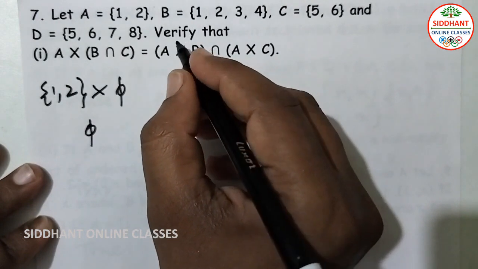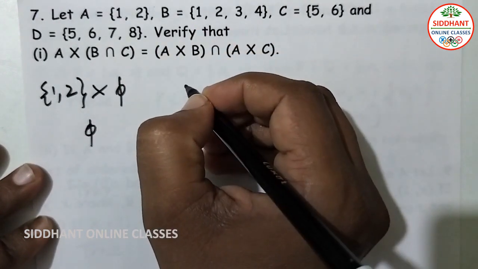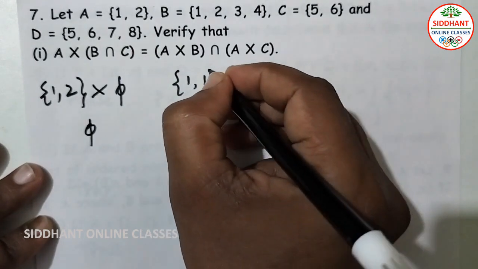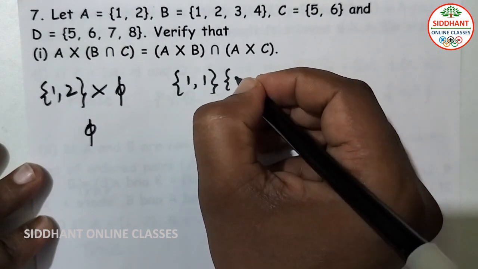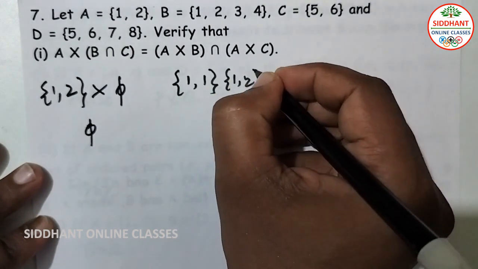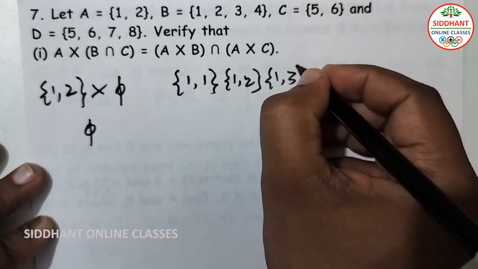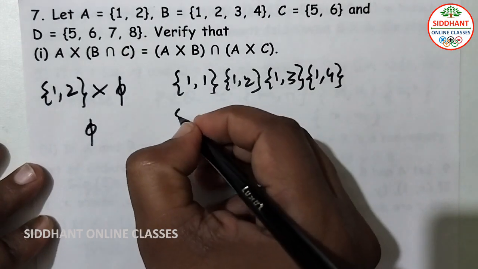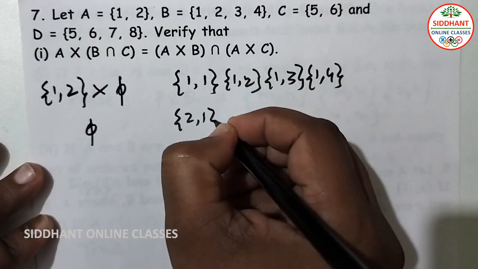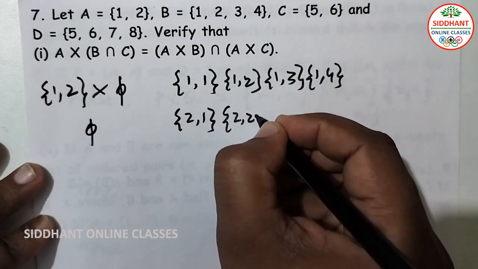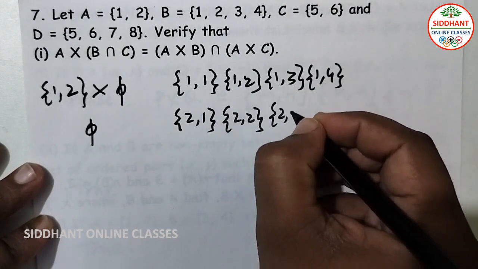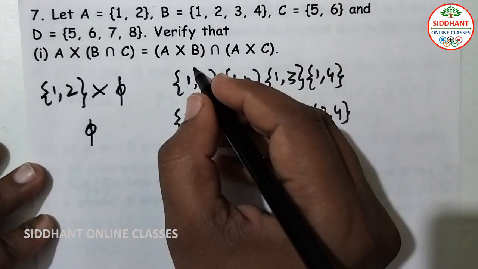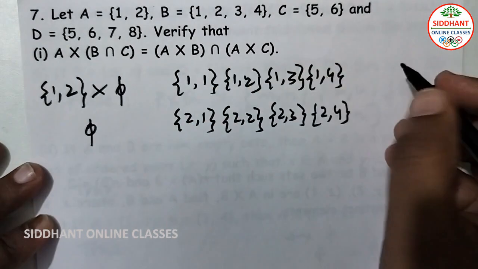A cross B. So A cross B means here we are going to see 1 comma 1, 1 comma 2, 1 comma 3, 1 comma 4. Next 2 comma 1, 2 comma 2, 2 comma 3, 2 comma 4.